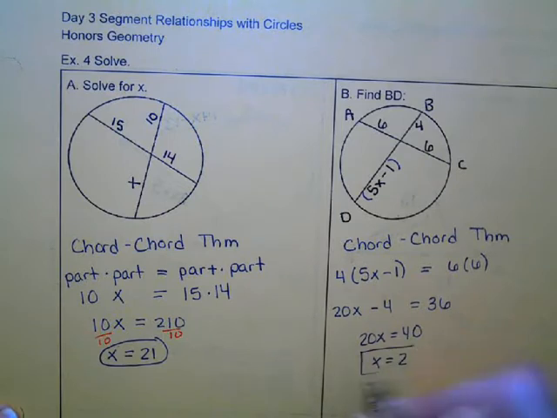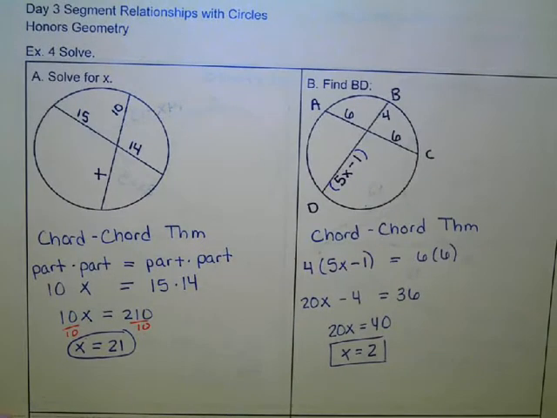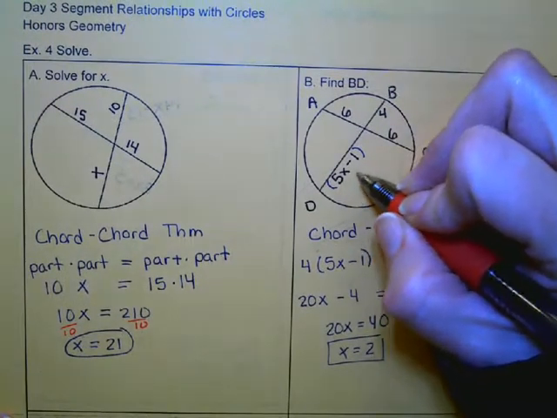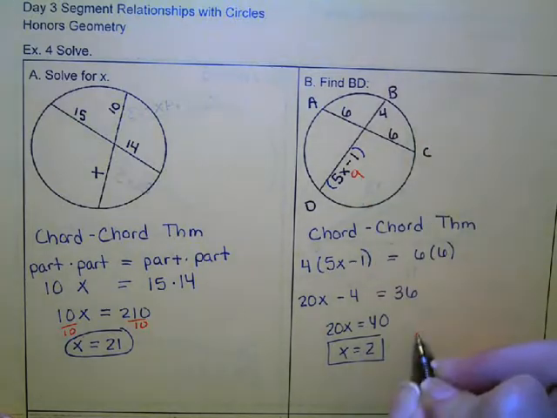The directions on this one say find BD. So if I plug in 2 here, this would be 10 minus 1, which is 9. So BD, the whole length, would be 13.